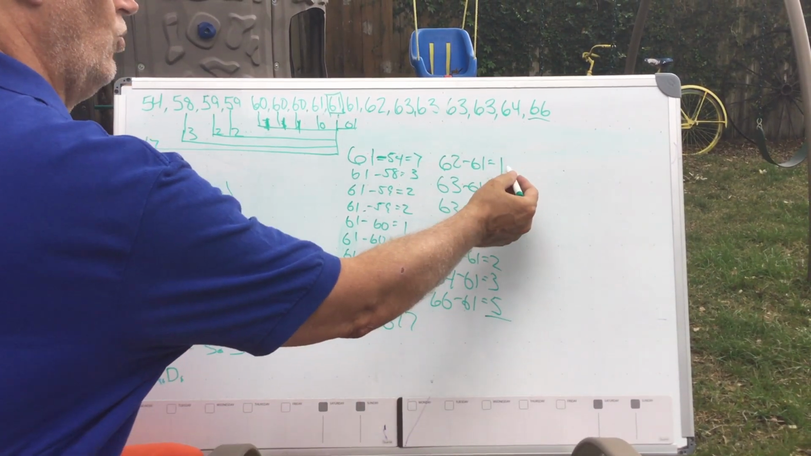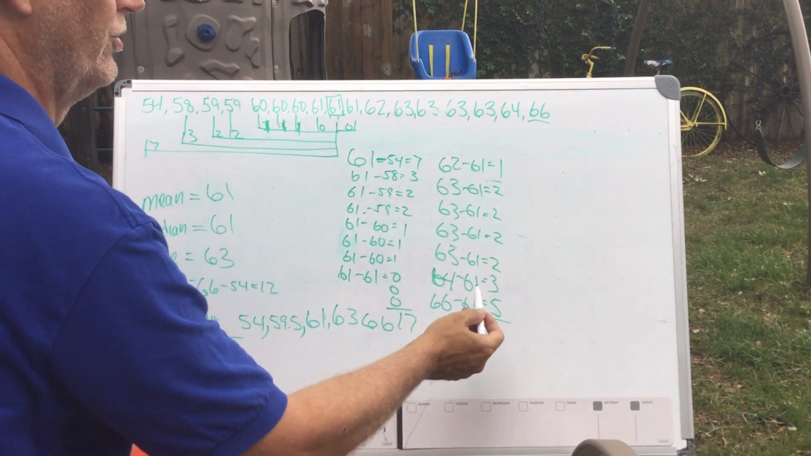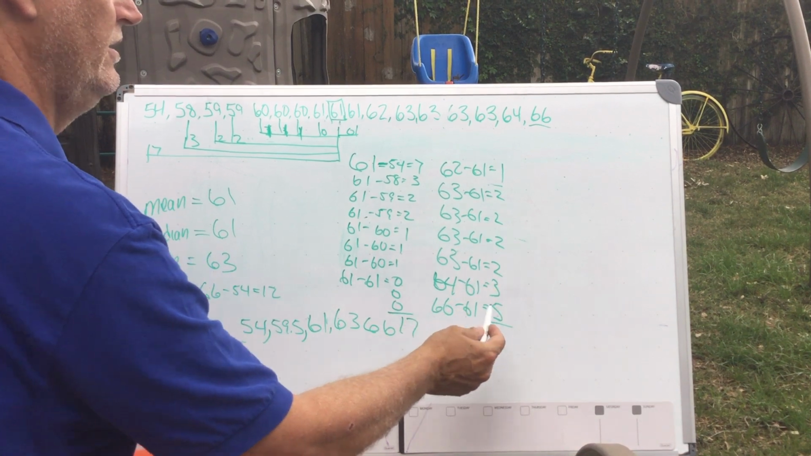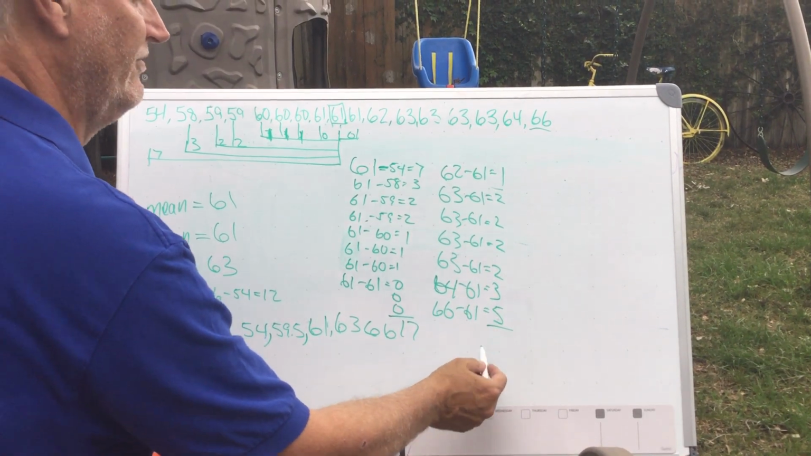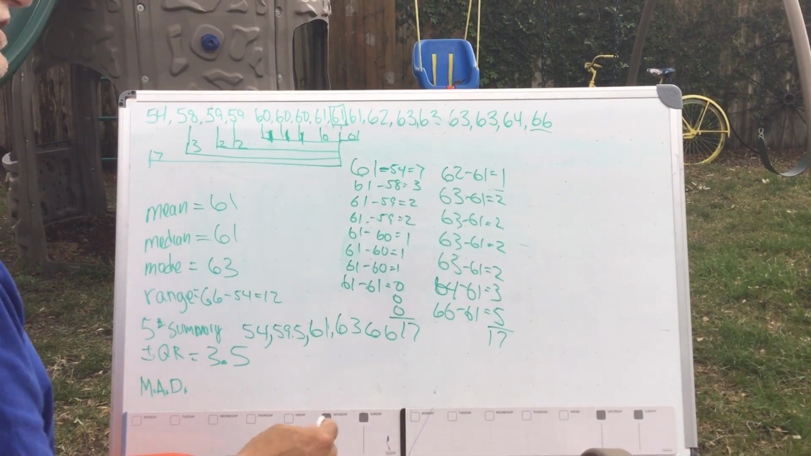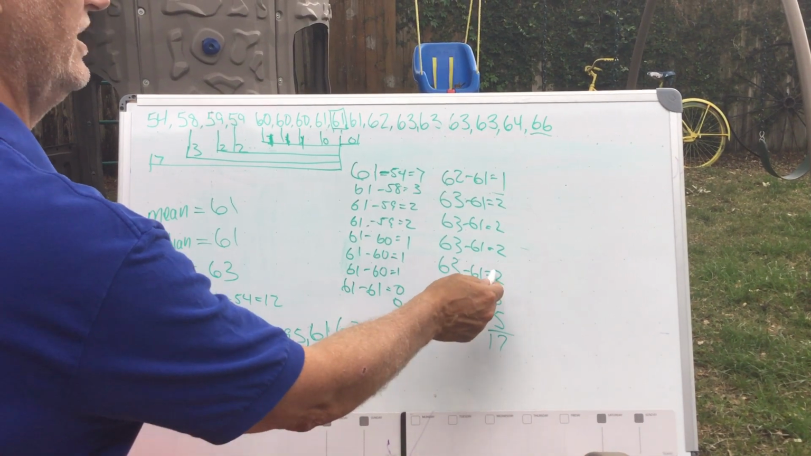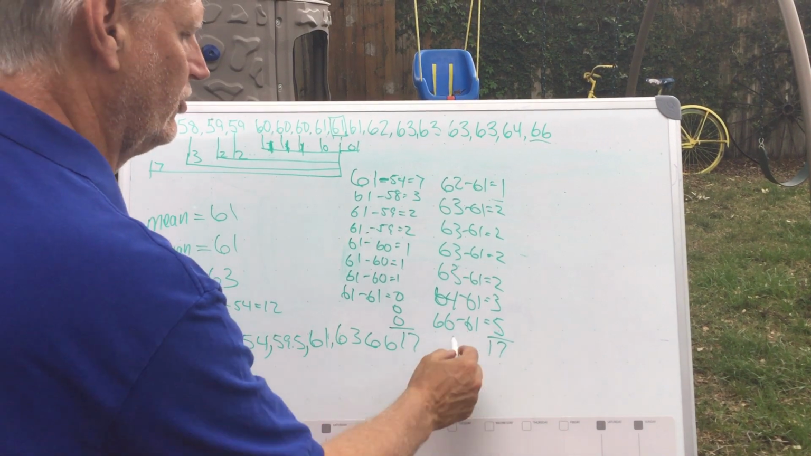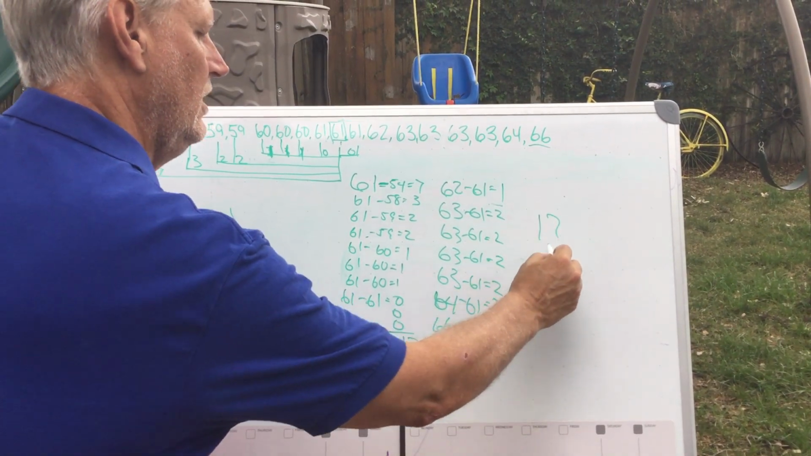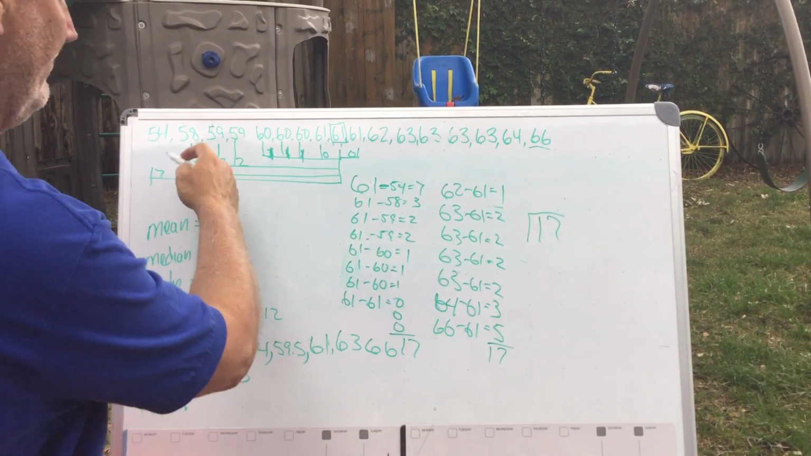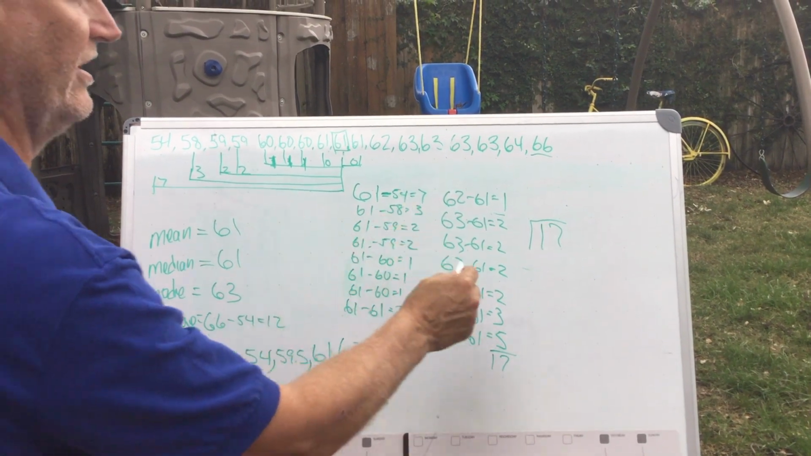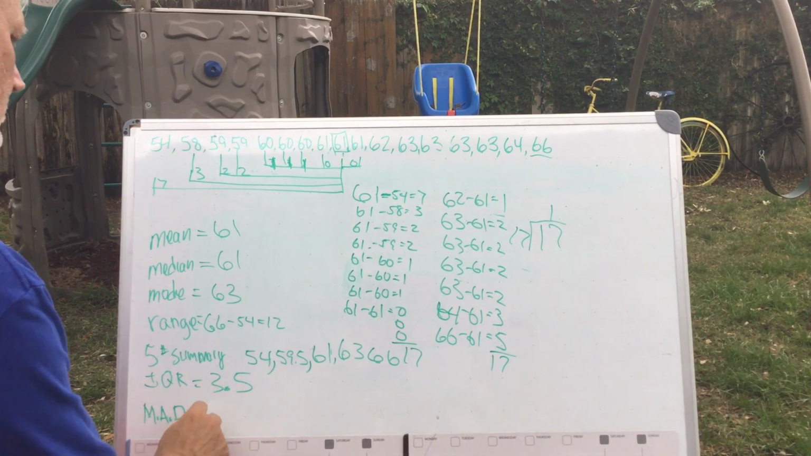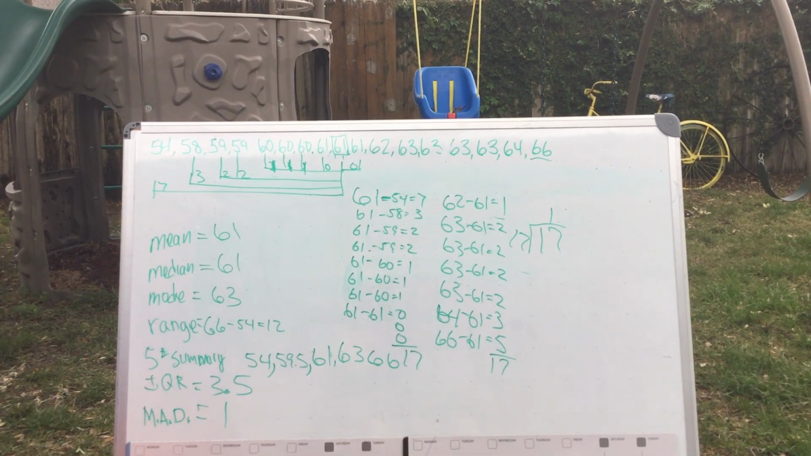I have 1 and 2 is 3, and 2 is 5, and 2 is 7, and 2 is 9, 3 is 12, and 5 is 17. Is that right? 8, 10, 12, 14, 16, 17. So then add those two together, 17 divided by 7, there's 17 numbers in our data set, divided by 17. So my MAD is 1.